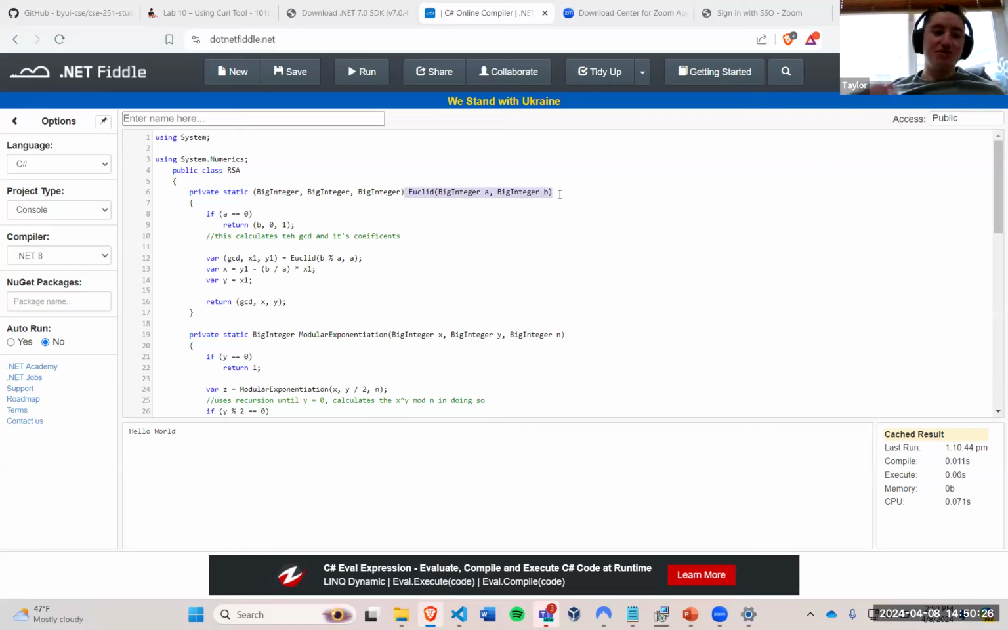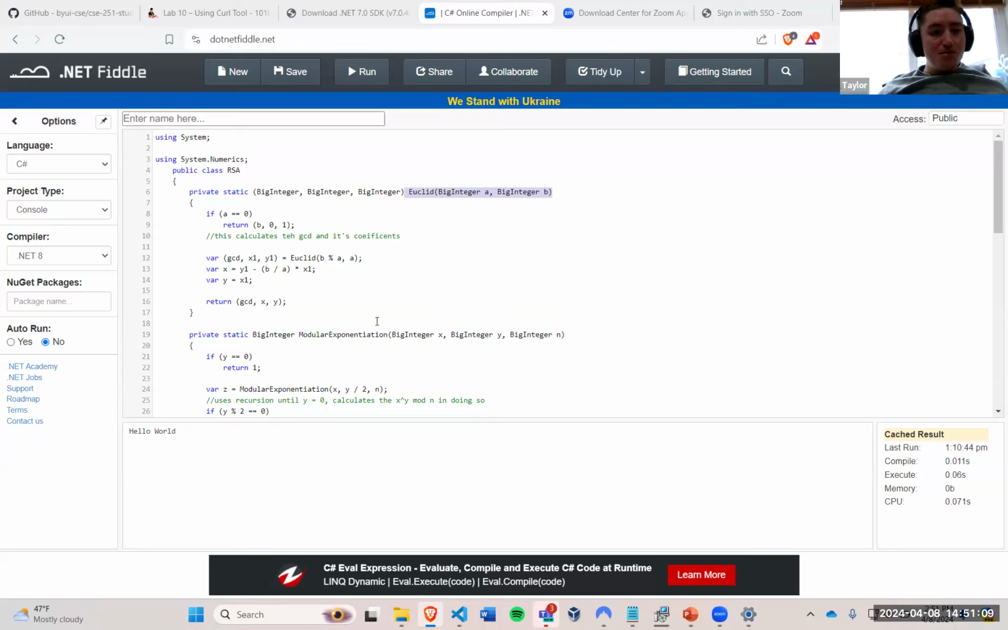the Euclid method. So the method calculates the greatest common divisor of two big integers, a and b. And then it returns a tuple containing the greatest common denominator and the coefficients x and y such that a times x plus b times y equals the greatest common denominator of a and b, which we kind of went over, that equation and how it works, in one of those PowerPoint slides.